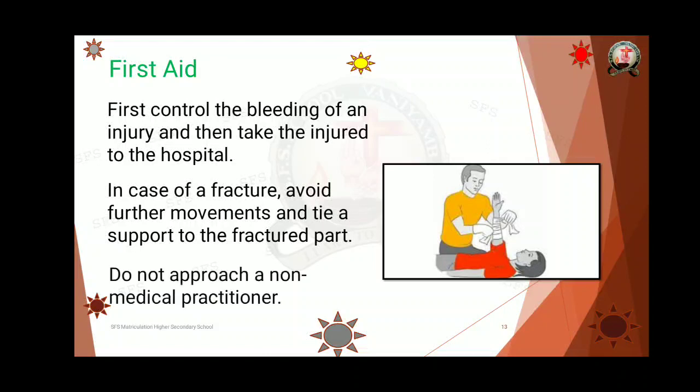Do not approach a non-medical practitioner. He may not be a doctor, but he can give some suggestions. So don't take suggestions from non-medical practitioners. Okay, you have to get the advice of the doctor. Okay students, now we are going to see a small video clip regarding safety.